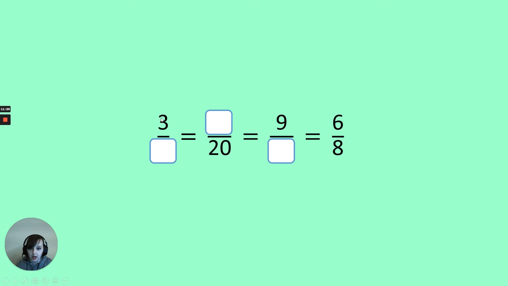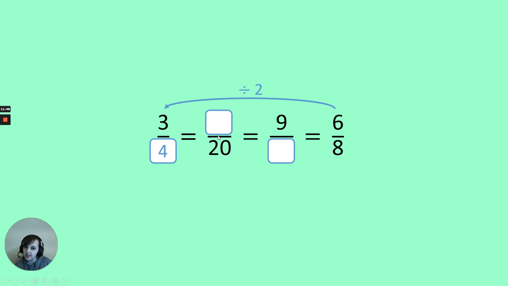So I'm going to look at a number that is connected to 6. I'm going to look at 6 and 3. I know that 6 divided by 2 is 3 because 3 times 2 is 6. So this answer must be the same. I need to divide 8 by 2. 8 divided by 2 is 4, and now I have 3/4.